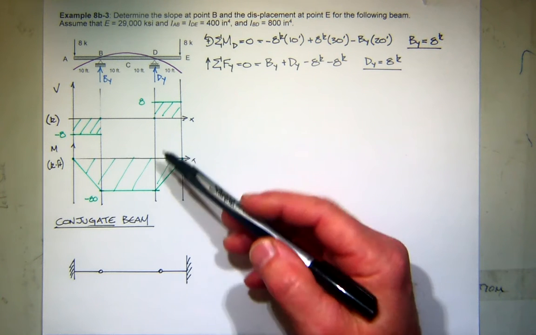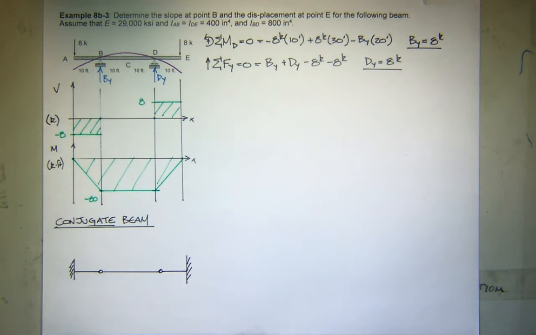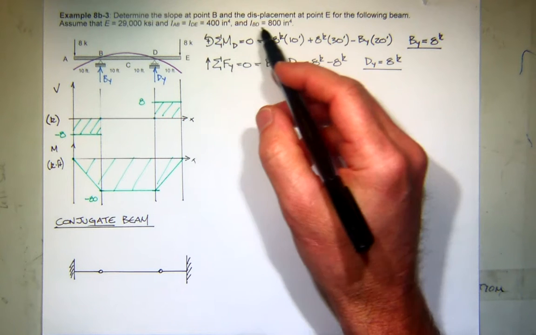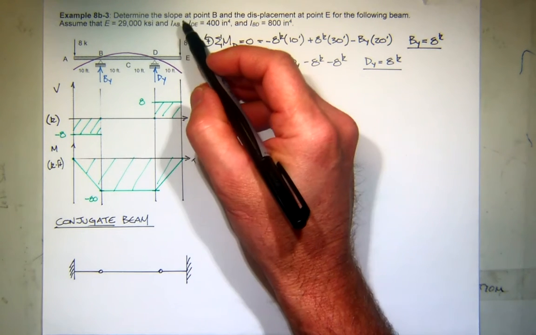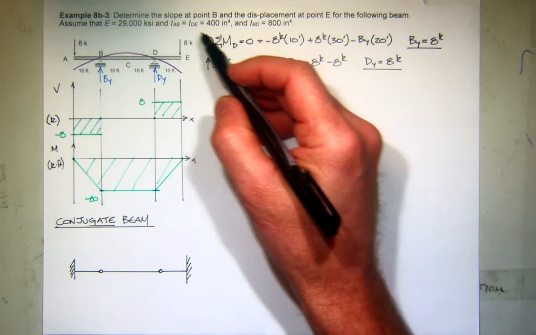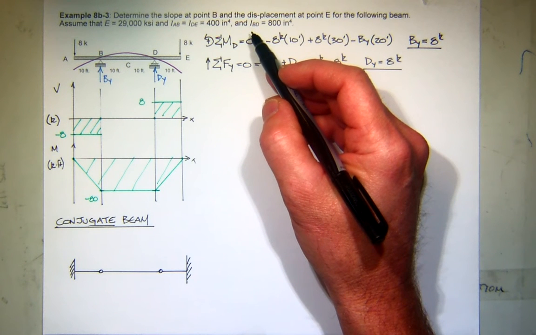Normally that's okay, but now our I value is not constant. We're going to have to account for that. So how do you think we should do that? Which I value do you want to divide by? You want to divide by the I for AB or the I for BD? Pick one.